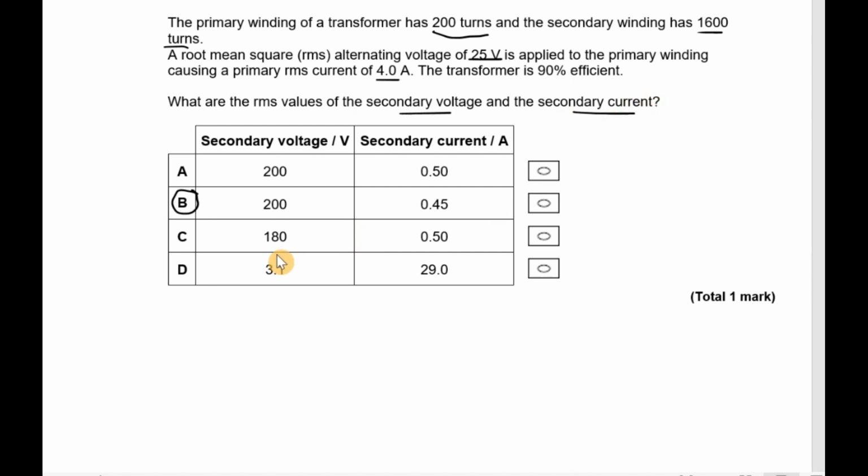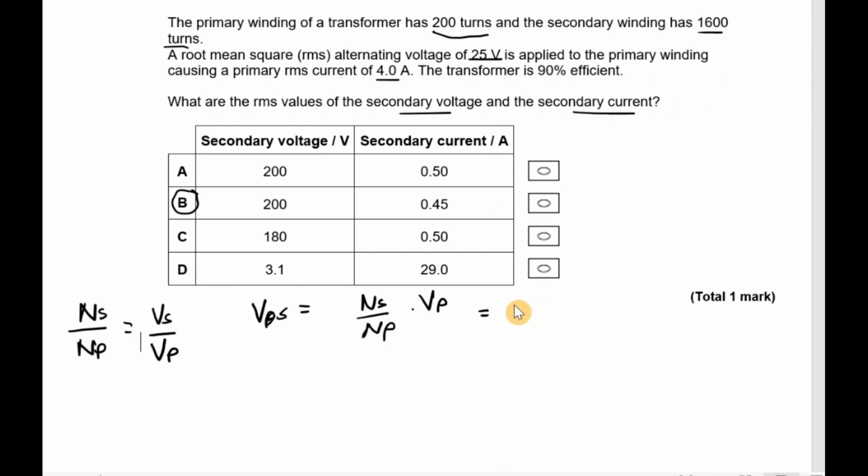So to find the voltage, I'm going to use the equation that the number of turns on the secondary over the number of turns on the primary is equal to the potential difference on the secondary over the potential difference on the primary. So that gives us the voltage on the secondary is equal to the number of turns on the secondary over the number of turns on the primary, multiplied by the voltage on the primary. Let's put some numbers in there.